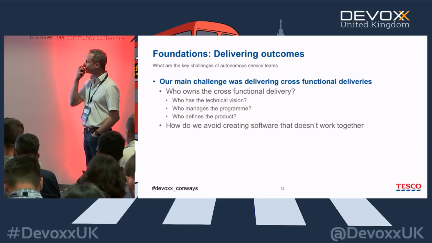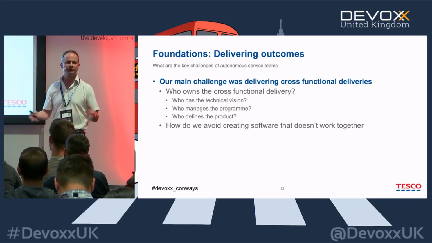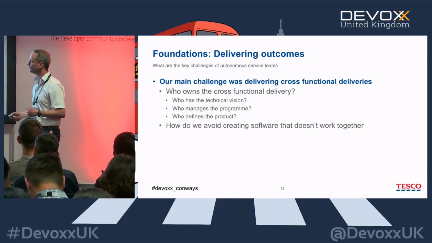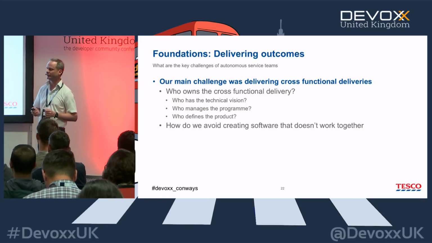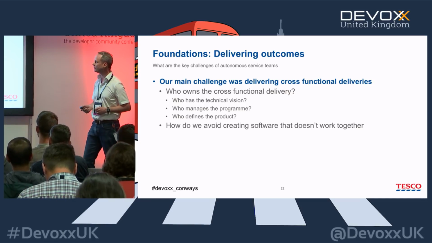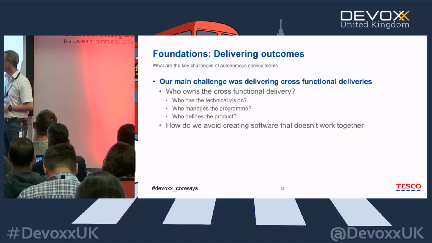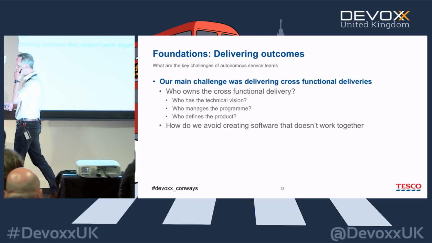So anyway, delivering outcomes. The main challenge when you have services is how do you deliver cross-functionally? You've got outcomes that need things across multiple different services. So who's going to have the technical vision for something that uses 7 different services? Who's going to manage the program? Who's going to define what the product is, because our product owners sit within the service teams? And how do we avoid creating software that doesn't work together?